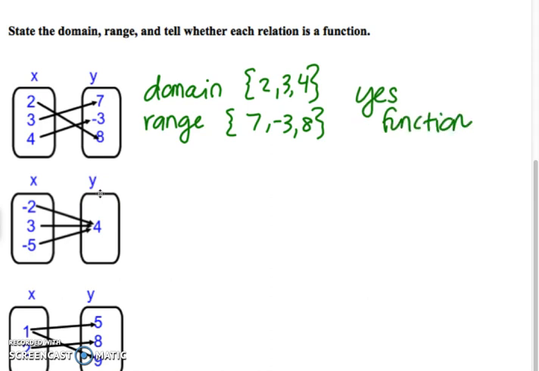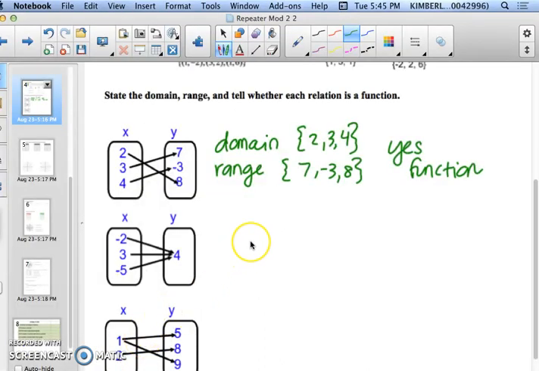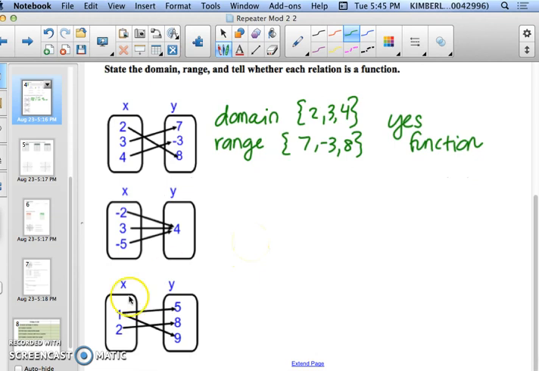Okay? Why don't you try the 2 maps on your own? And so press pause right now, and then we'll jump back into that in a second.